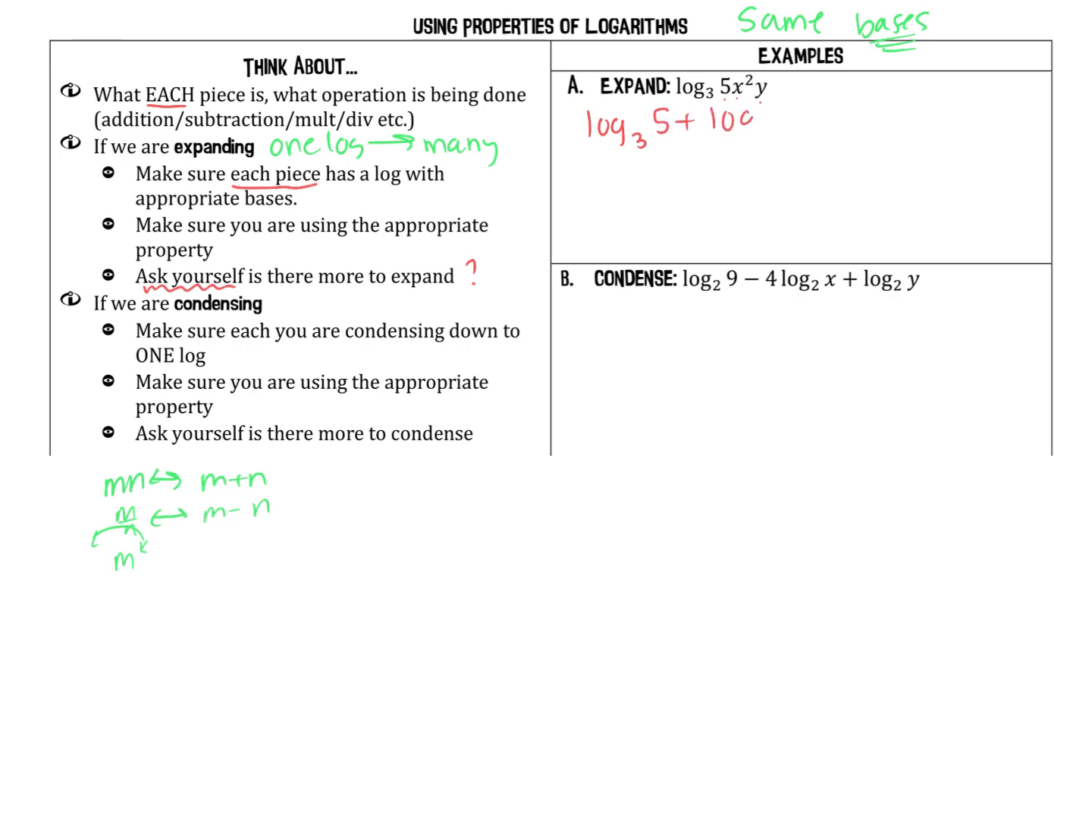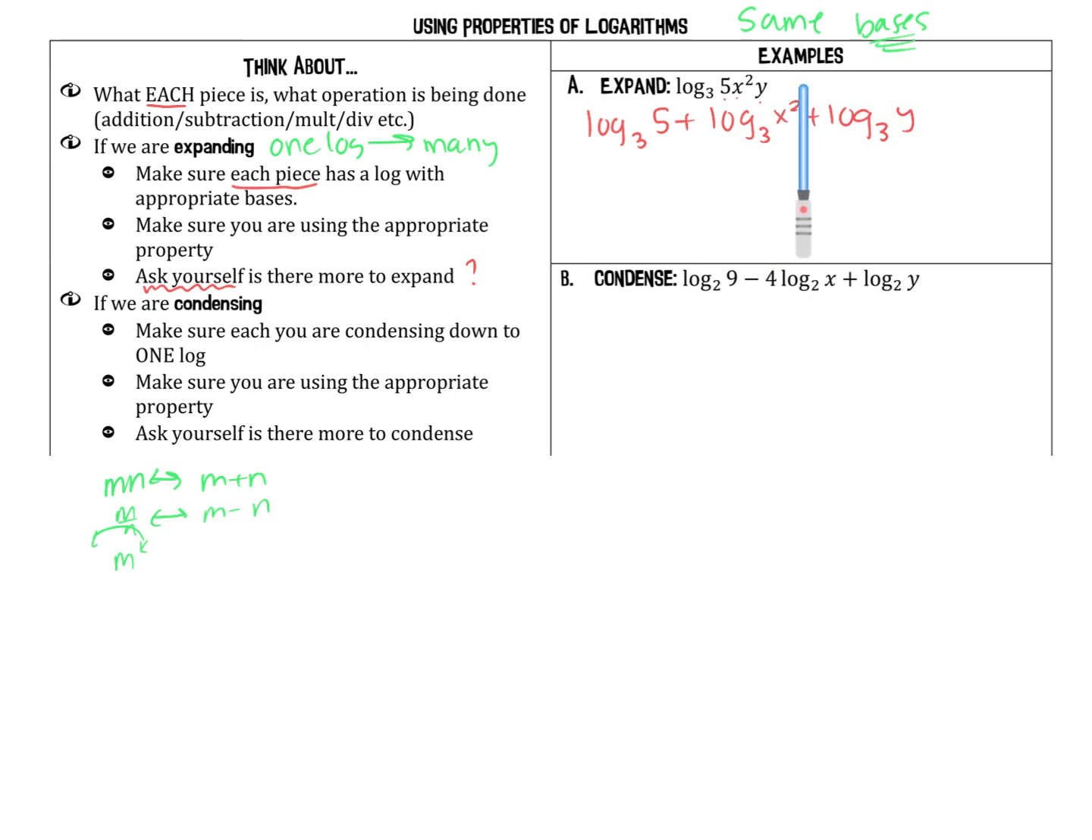So log base 3 of 5 plus log base 3 of x squared plus log base 3 of y. We're splitting each piece into its own log-based entity. So now I'm going to ask myself if I'm done. Well, log base 3 of 5, there's nothing to split here. There's no division, there's no multiplication, there's no exponents. So I'm done with this piece.